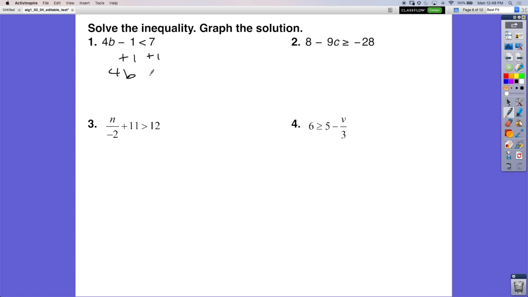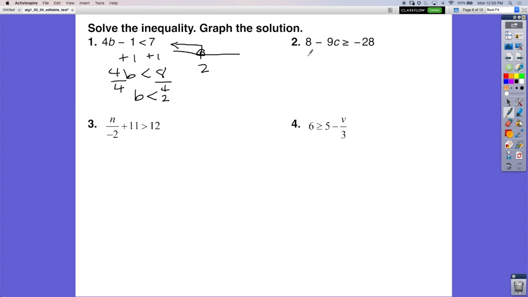So 4b is going to be less than 8, and then we divide both sides by 4, and b is going to be less than 2. And then to graph it, we're going to put 2 in the middle. Open or closed circle? This one is going to be an open circle. And we are looking for ones that are less than 2. So we're going to graph to the left.